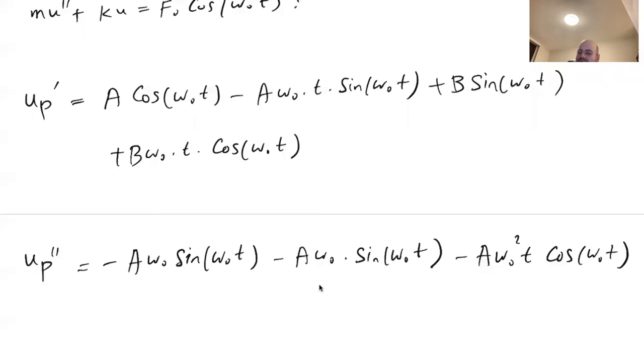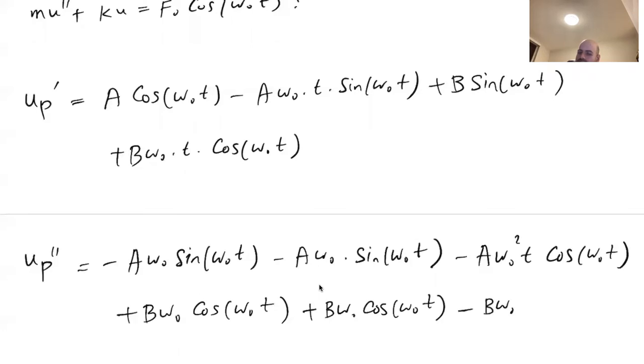And then for the derivative of the third term, we will have b omega naught cos omega naught t. And then for the derivative of the fourth term, we will have b omega naught cos omega naught t, and then minus b omega naught squared t sine omega naught t. So this is u double prime.